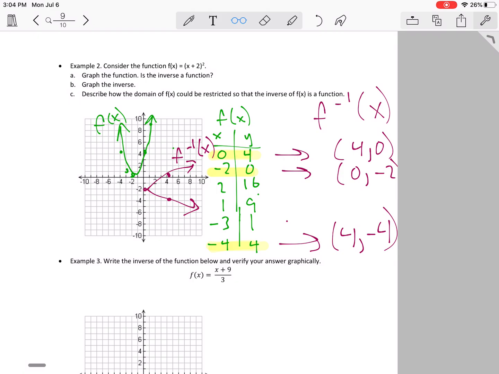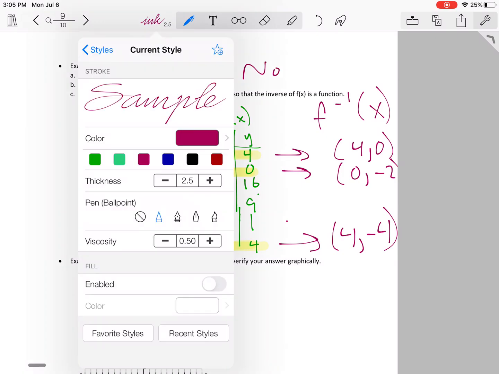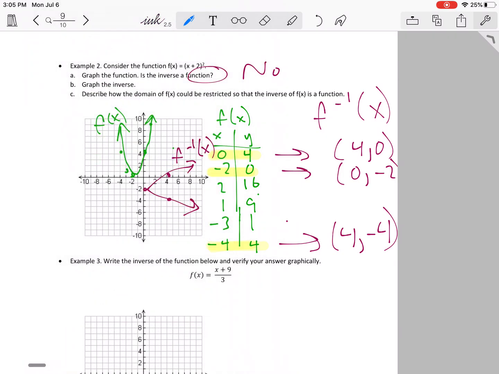Now it says, is the inverse a function? So the answer here is going to be no, because of the vertical line test. If you put a vertical line through here, you hit 2 points. So that's why it's not a function.